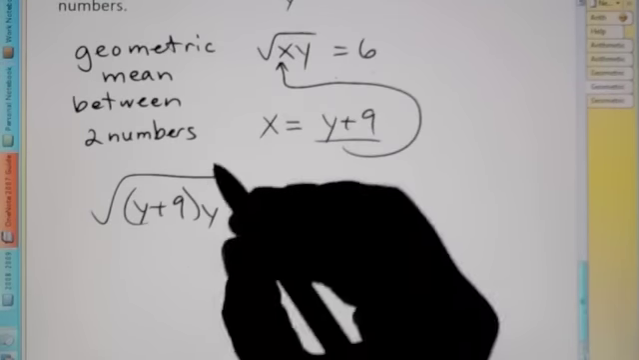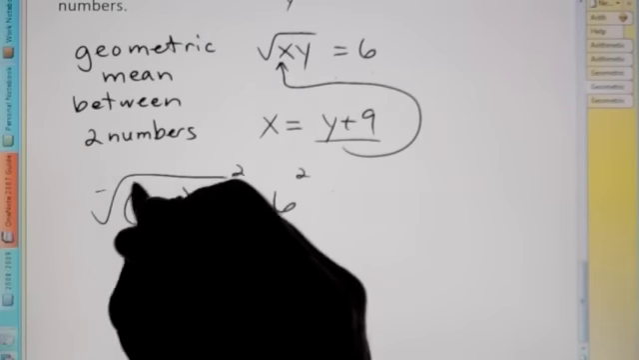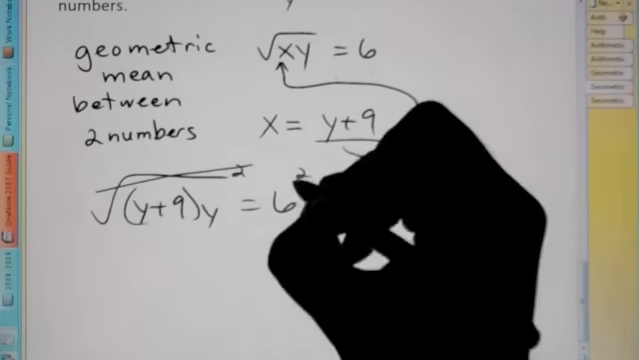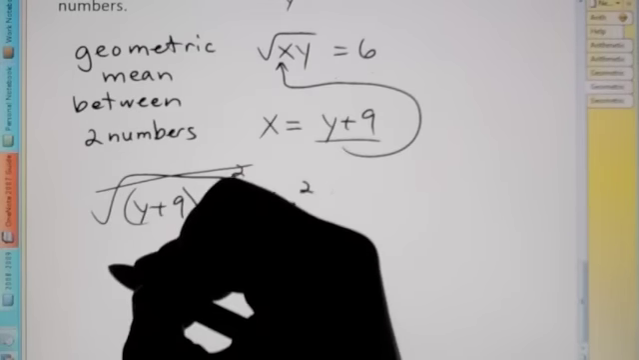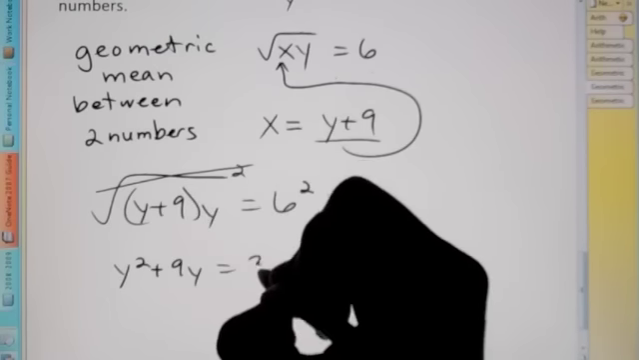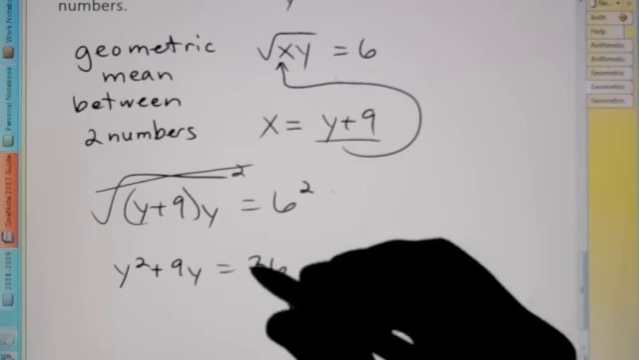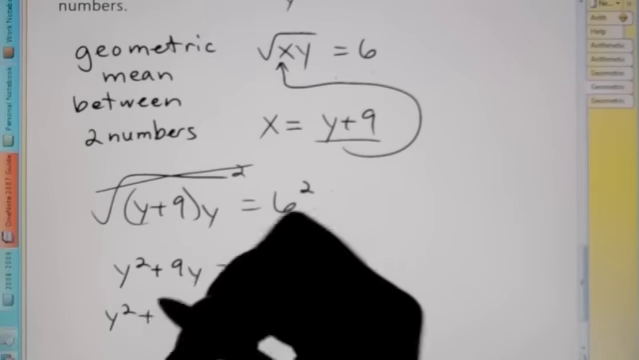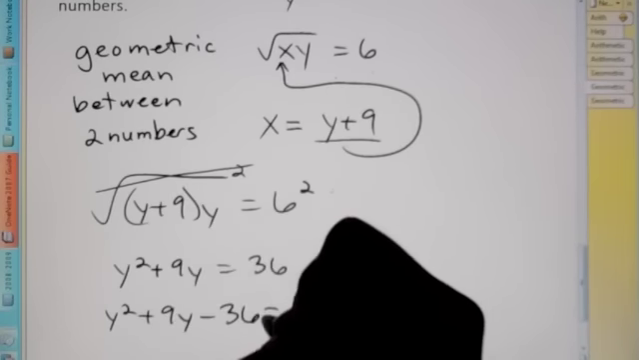Well, we don't quite like the roots there, so we're going to get rid of the square root by squaring both sides. So that crosses out. And I'm going to distribute this y. So I get y squared plus 9y is equal to 36. And now we're going to get everything to one side: y squared, y to the first, no y. Let's move that 36 over.